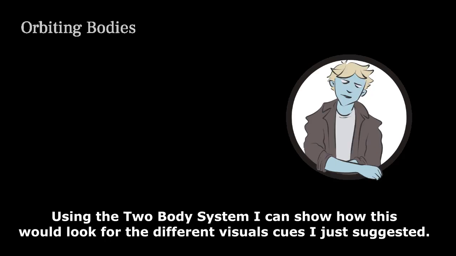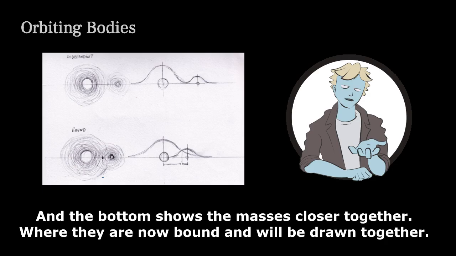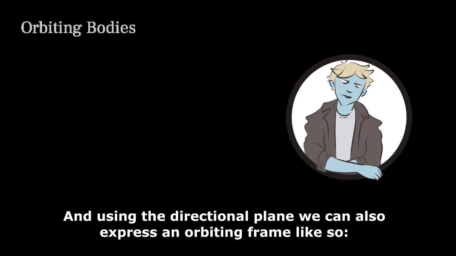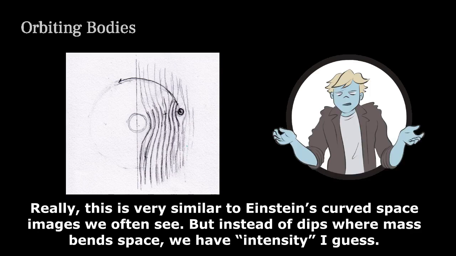Using the two-body system, I can show how this would look for the different visual cues I just suggested. This figure here shows two unbound masses that do not interact, and the bottom shows the masses close together, where they are now bound and will be drawn together. And using a directional plane, we can express an orbiting frame like so. Really, this is very similar to Einstein's curved space images we often see, but instead of dips where mass bends space, we have intensity, I guess.